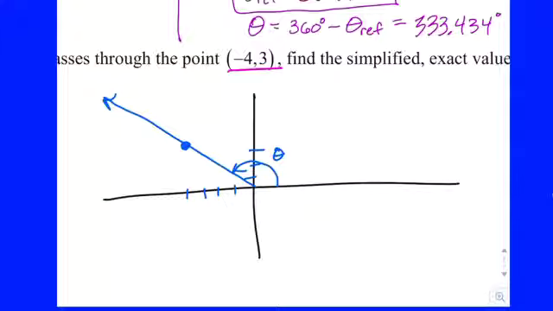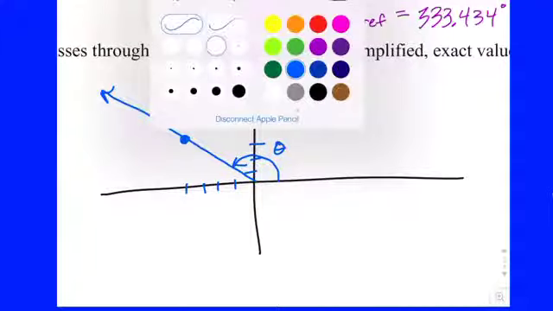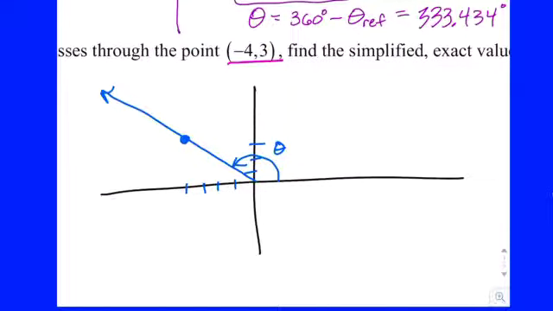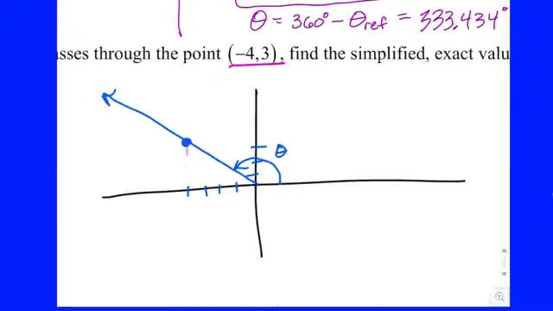How am I going to list all 6 trig functions? Well, I need a reference triangle, so I need to drop a perp from some point on that terminal ray. Remember, it doesn't matter from which point I drop the perp, because the scale factor will divide out. Stacy, from which point would you suggest I drop my perp? The point it gave me, negative 4, 3.